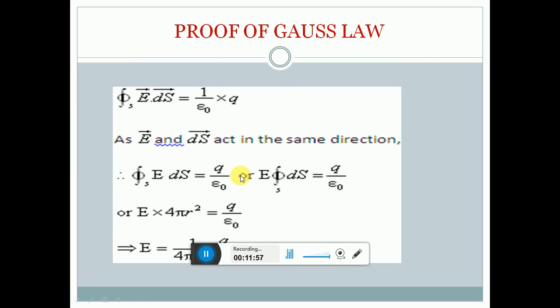In the next class, we are going to study the applications of Gauss law. At the end of this class, I am going to give you a task: you are asked to determine the dimensional formula for all the physical quantities we studied up to now. Intensity of the electric field, electric flux, and permittivity of free space.